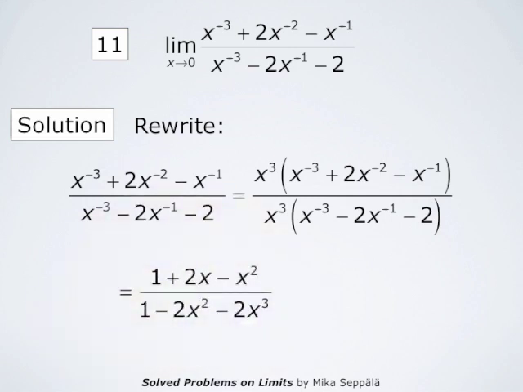Expanding the products in the numerator and the denominator, we get 1 plus 2x minus x squared divided by 1 minus 2x squared minus 2x cubed, and as x approaches 0, 2x, x squared, 2x squared, and 2x cubed all approach 0. Therefore, the limit is 1 divided by 1, which is 1.